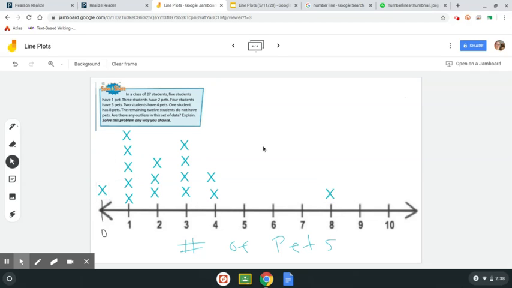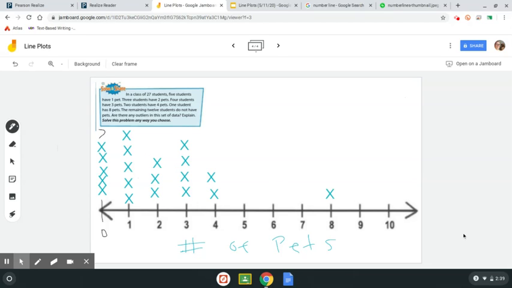So there's 1, 2, 3, 4, 5. And then we would go all the way up to 12. So there's 7 more X's there.